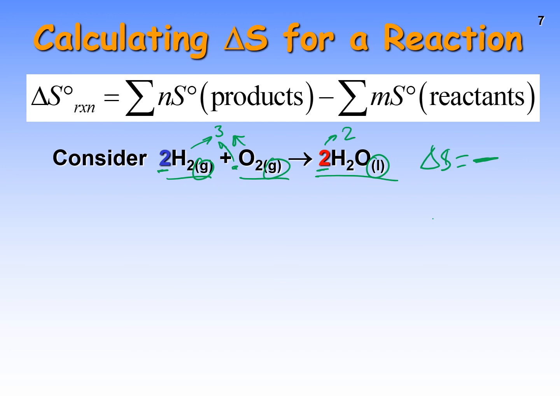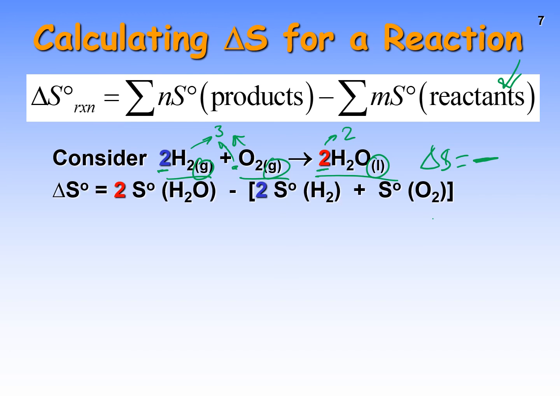But let's do the calculation. We're just going to apply this equation here. I take S naught of H2O, liquid state, multiplied by 2 because of this coefficient. That's all my products, so that's the sum of my products minus the sum of all my reactants. Well, I have 2 from H2 here, and I need to use the S naught for H2, which is a value I need to look up. And I'm going to add that to S naught of oxygen, which I don't multiply. I guess you could multiply by 1 if you wanted.